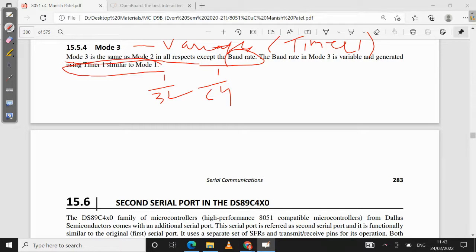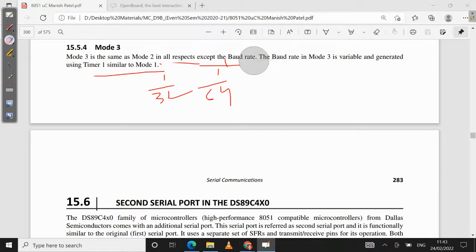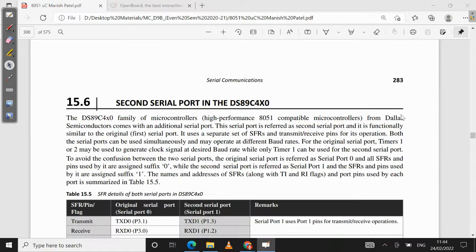Any question in mod 3? Okay. So we have done with mod 0, mod 1, mod 2 and mod 3. And here we have done with the special function register, that is your SBUF. We have done with the SCON. Okay. Then PCON register is left.